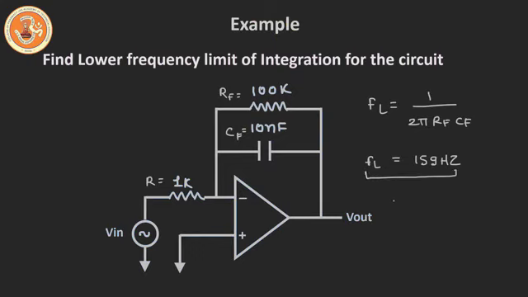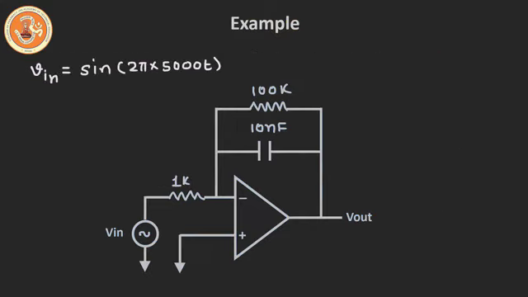In this example, the circuit is the same as the one we saw in the last example, but now the input signal is sinusoidal, and the frequency of the input signal is 5 kHz. We have already seen that the cutoff frequency of this integrator is 159 Hz. For proper integration, the signal frequency should be at least 10 times this cutoff frequency, which comes out as 1.59 kHz. Now, if you see here, the input frequency is 5 kHz.